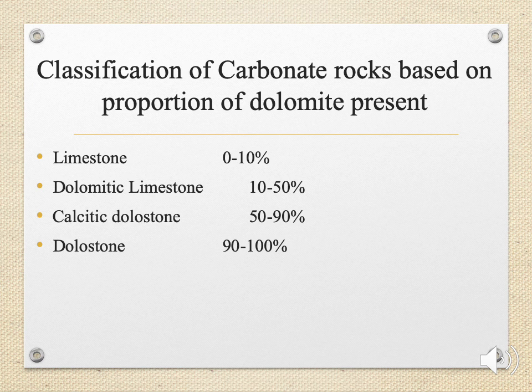So what we have a lot of is dolomitic limestones. We have a lot of limestones, and we also have a lot of calcitic dolostones. It's very rare that you get 100% dolostone for an entire formation. In a formation, maybe some sections will be limestone or calcitic dolostone, and then other sections will be dolostone.